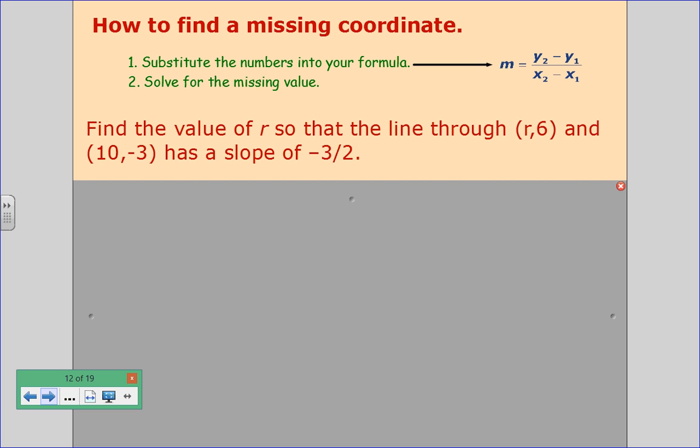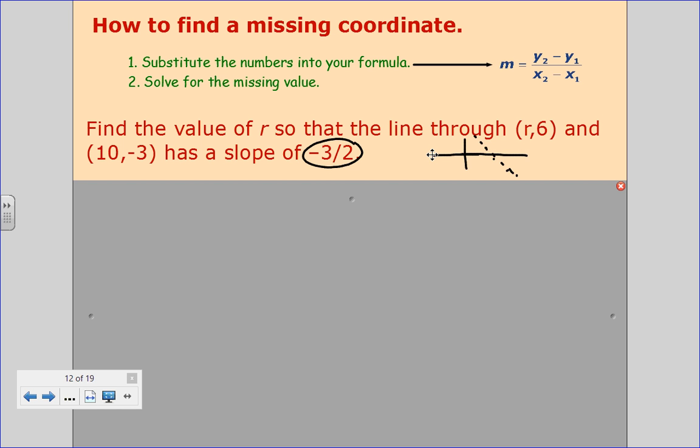So we want to draw a line that has a point at (10, -3), so somewhere like that, and then at somewhere (r, 6), but we want this line to have a slope of -3/2, meaning we would go down 3 and over 2. So it's going to look something like this. Oh my goodness, so it's going to look something like that.